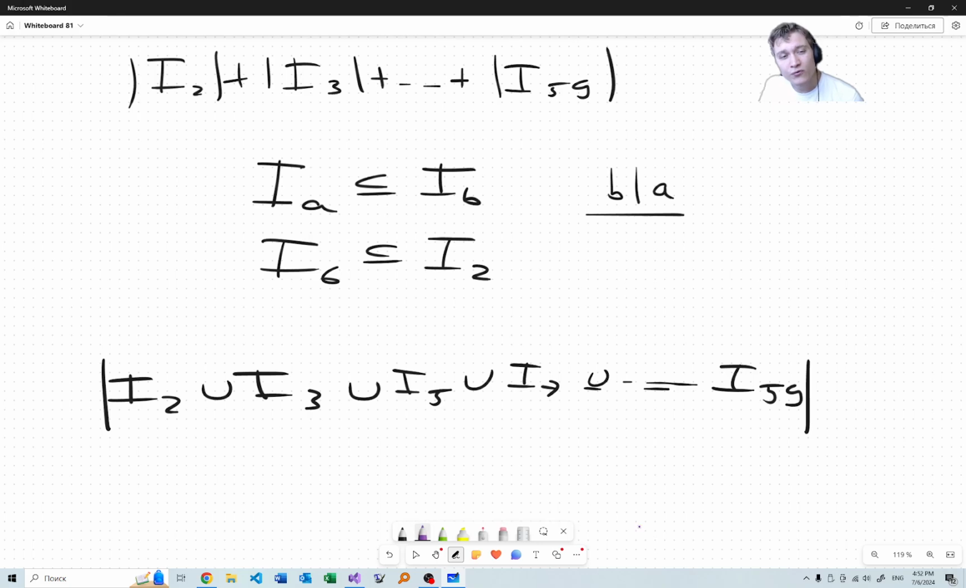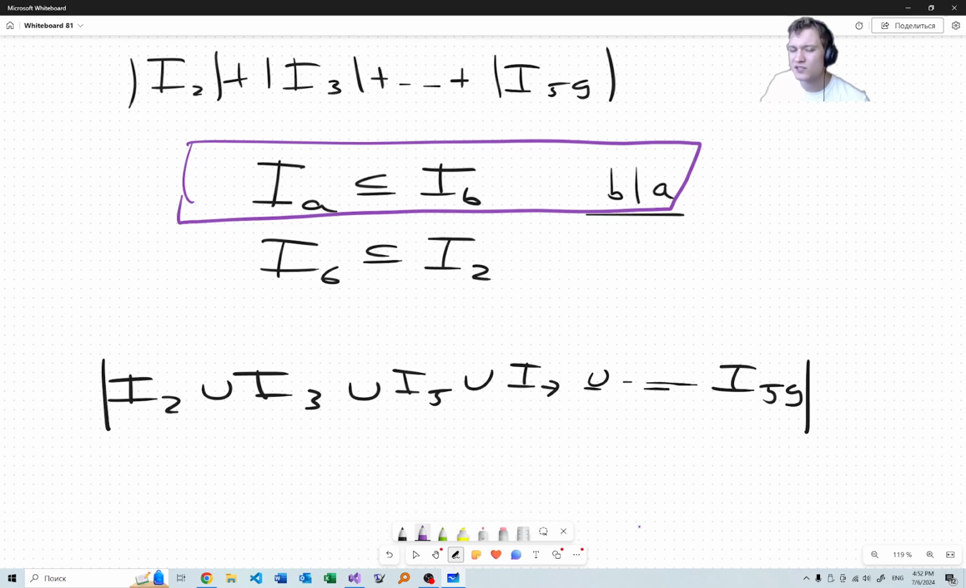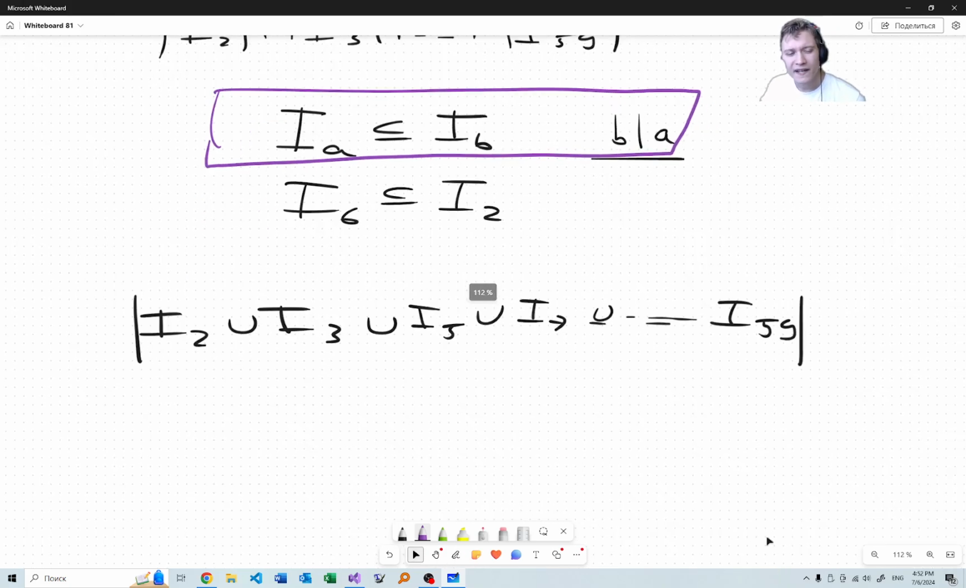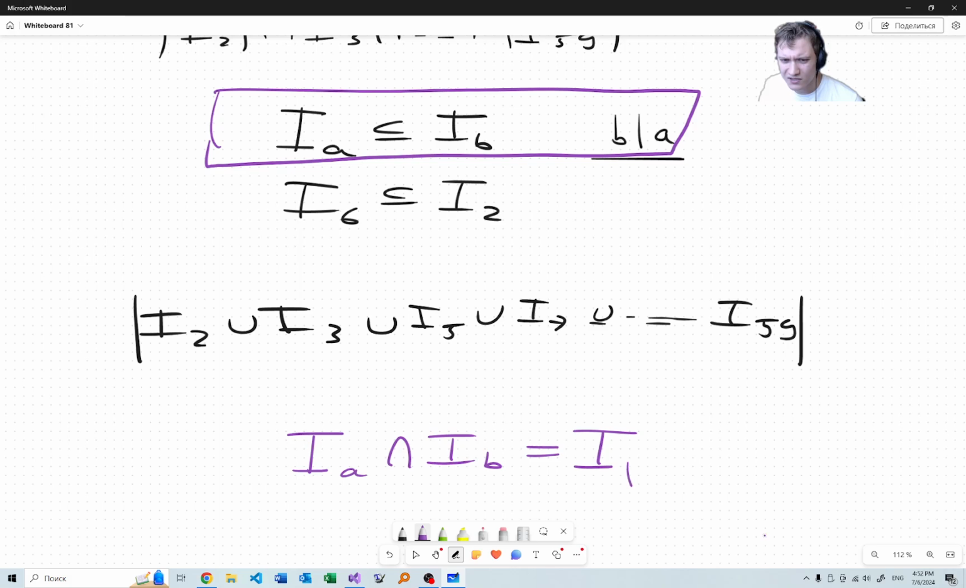Then you can improve on this fact that IA is a subset of IB when B divides A. Actually you can say that IA intersect IB is always I of the least common multiple of A and B. Because a number is an exact Ath power and an exact Bth power of some number if and only if it is an exact LCM-th power of some number. How can you prove it?